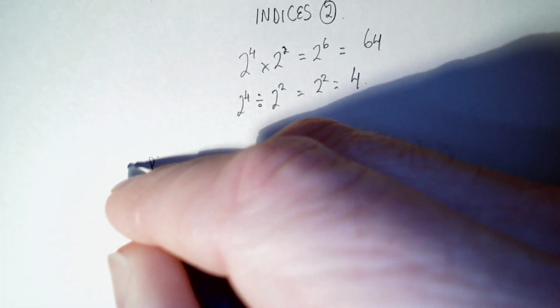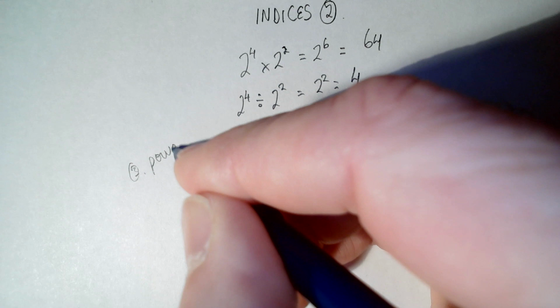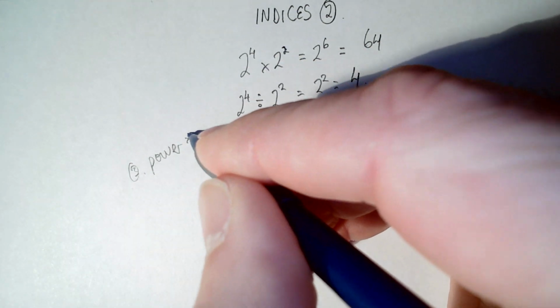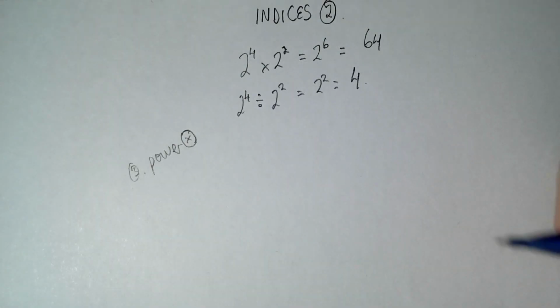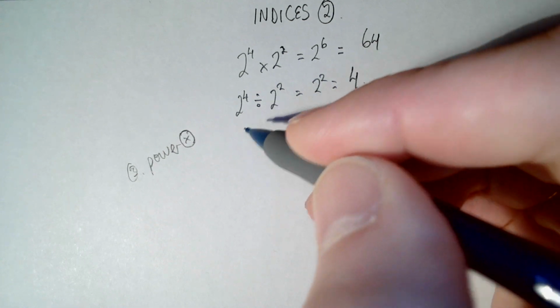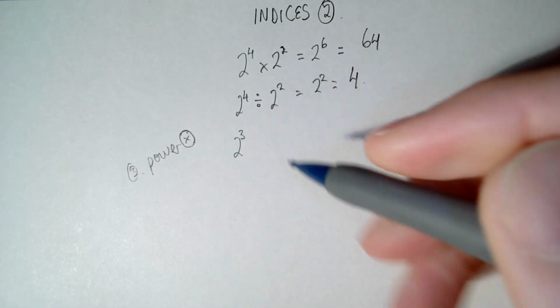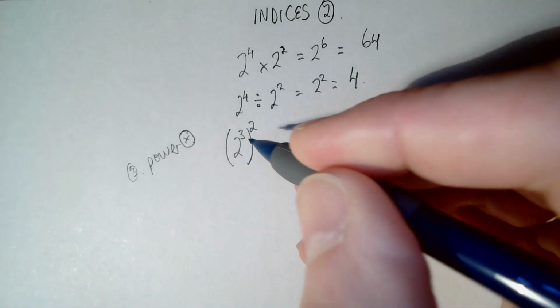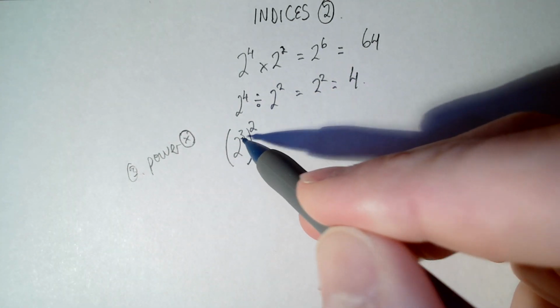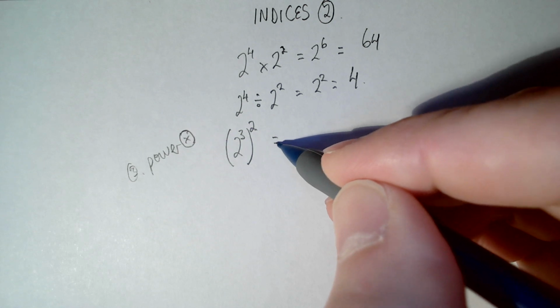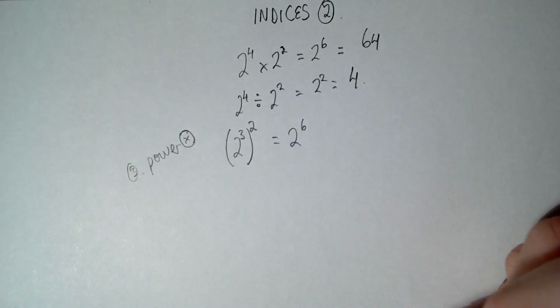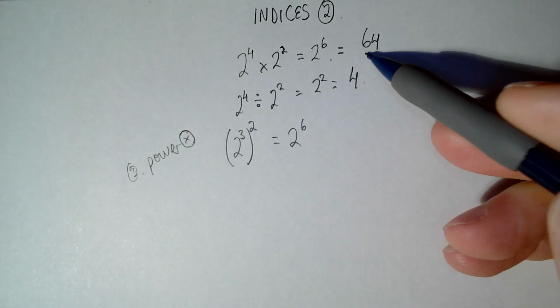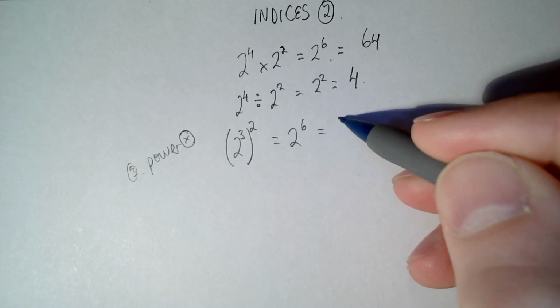So the third rule of indices is when we raise an index to a power, we multiply. So how does that work? Well, if we have 2 to the power of 3, all raised to the power of 2, then we multiply the powers. So this is the same as 2 to the power of 6. And we've already established earlier in the lesson that 2 to the power of 6 is equal to 64.